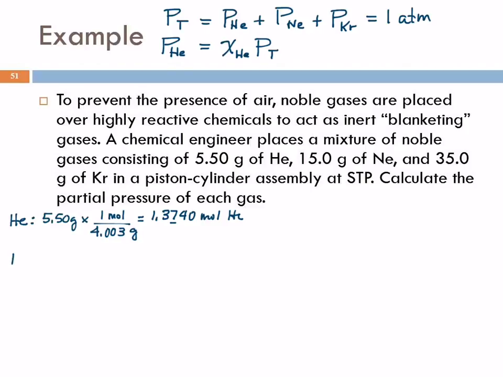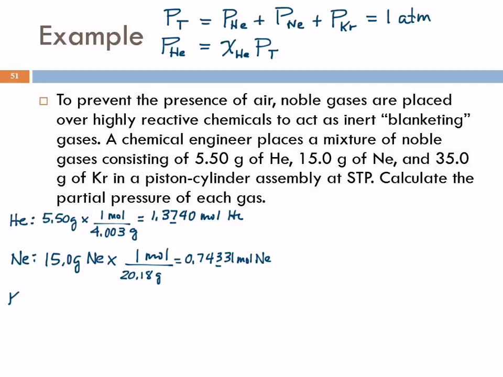And then neon. So I've got 15 grams of neon. And 1 mole of neon weighs 20.18 grams. So I've got 15 divided by 20.18. 0.743. Here's my 3 sig figs. 0.7431 moles of neon.